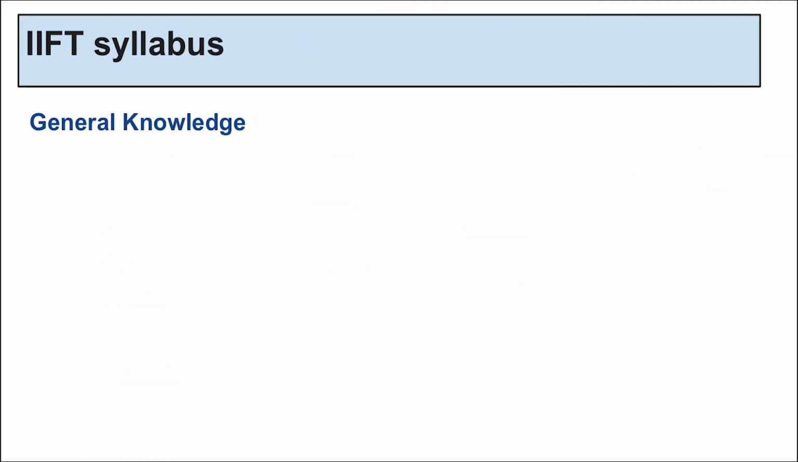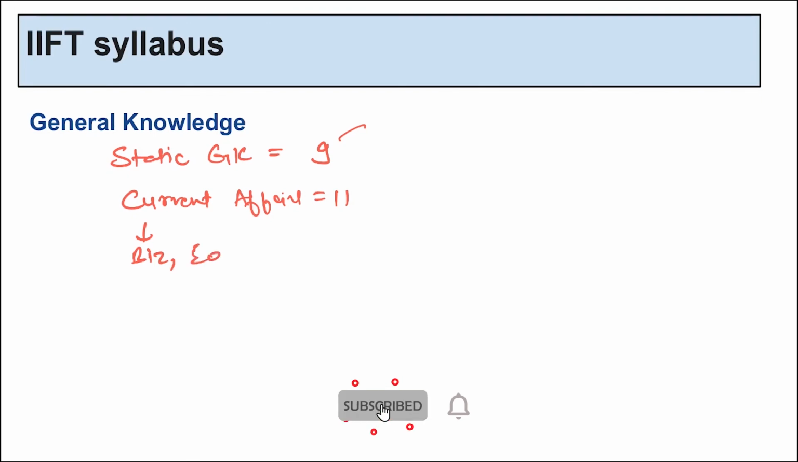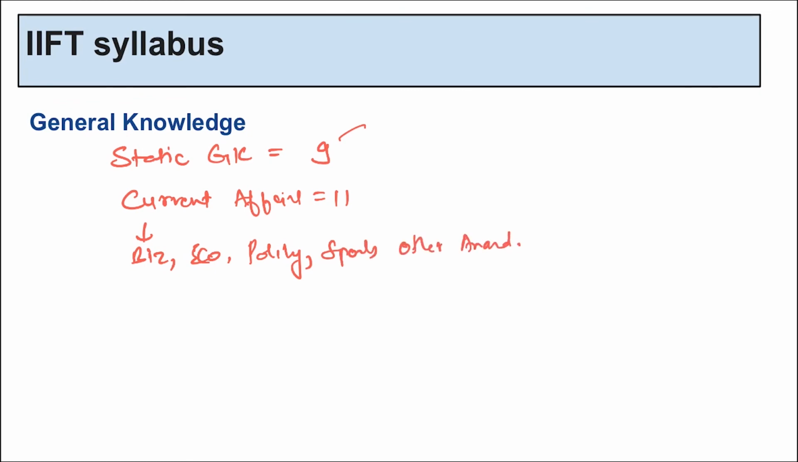For your general knowledge, to be very exact, this year static GK had 9 questions, and your current affairs had 11 questions. Static GK consists of all sorts of GK that you should be doing: business, economics, polity, sports honors, other awards, obituaries. All such things have been covered in this.